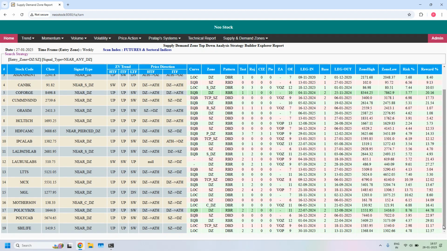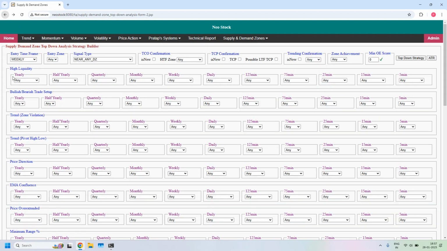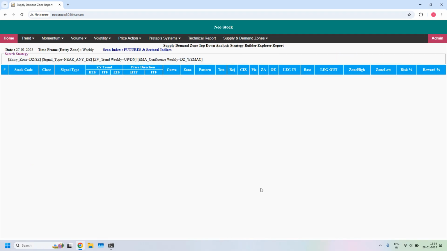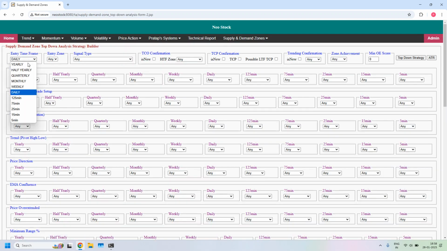Because the list is big, let's verify how many of these weekly demand zones are having weekly EMA Confluence. So in the EMA Confluence at weekly time frame, I am setting the filter weekly demand zone having weekly EMA Confluence, and the trend on the weekly time frame should be up or down. With these filters, we did not get any stocks.